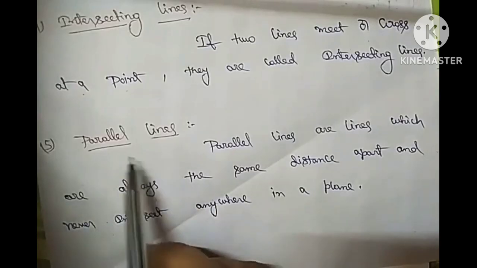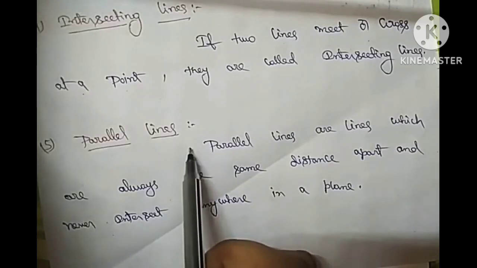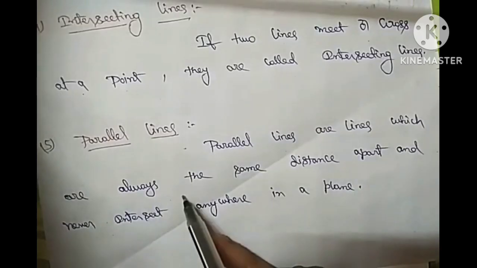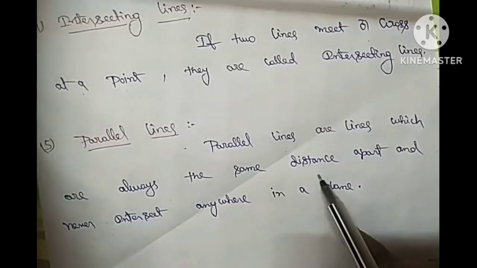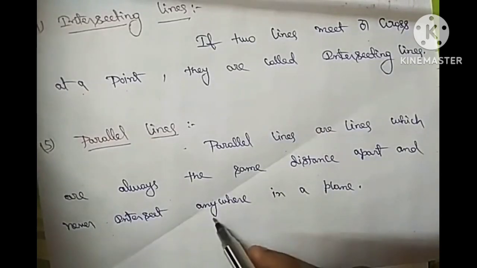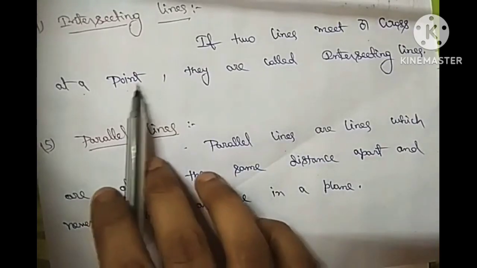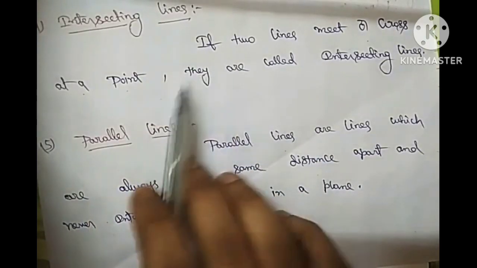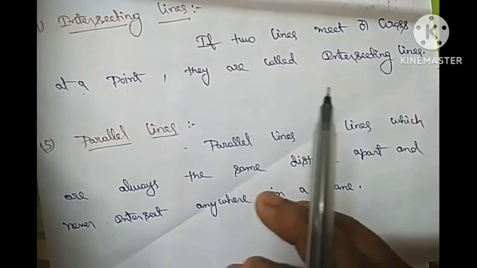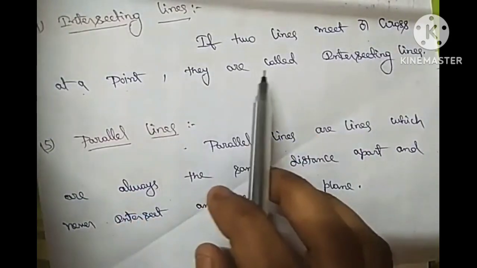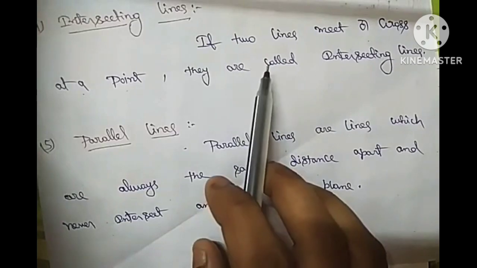Next, we will discuss parallel lines. In parallel lines, what will happen? Parallel lines are the lines which are always the same distance apart and never intersect anywhere in a plane. Like intersecting lines, they intersect with each other at one point. If two lines meet at any one point, then we call them intersecting lines.